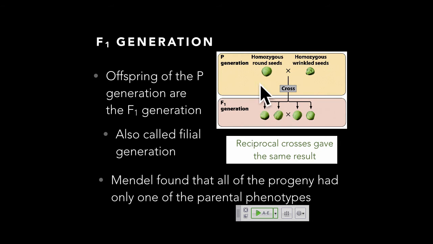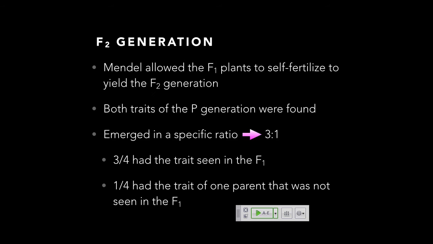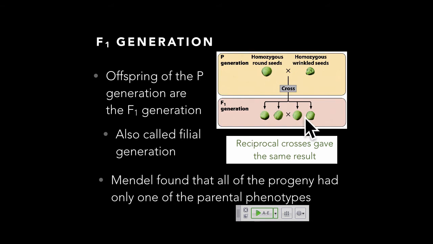Okay. So here's the F1 generation, which is simply the cross between the two true breeding parents. All right. So what's the first thing you notice here about the phenotype?